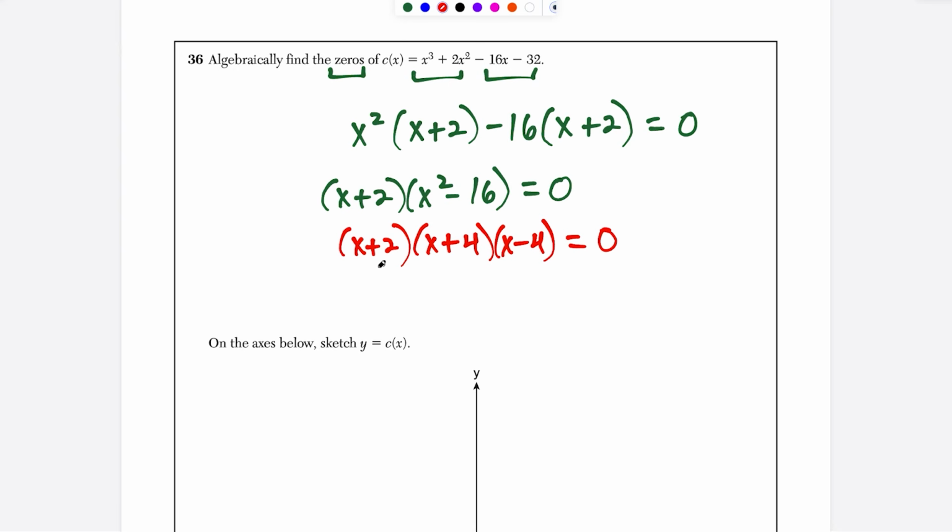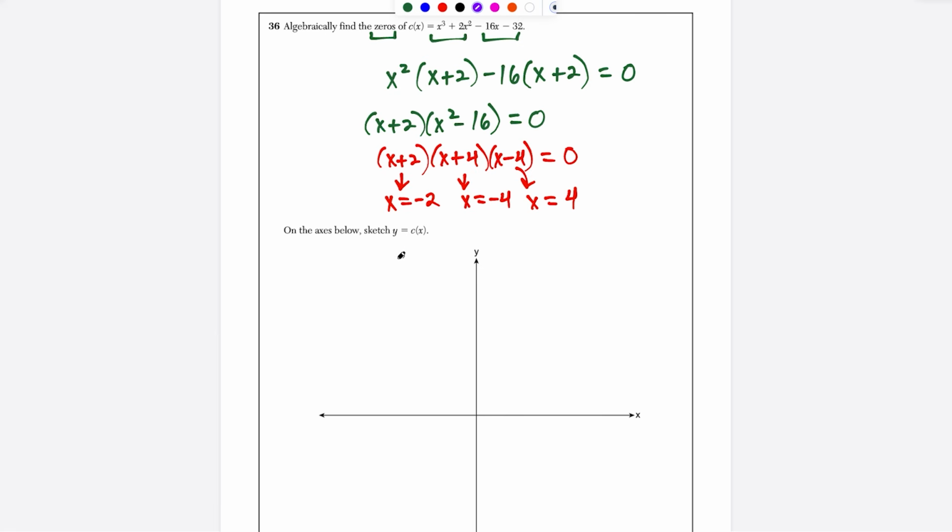And then from here, we should just know that factors and roots have an opposite relationship. So this is going to give us x equals -2 as one of the zeros. This one will give us x equals -4. And the last one is going to give us x equals +4. So these are the 3 zeros of c of x.